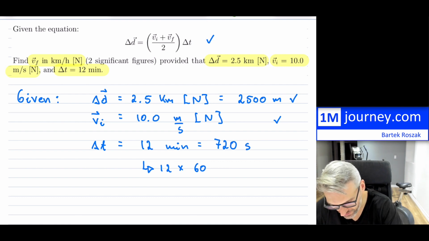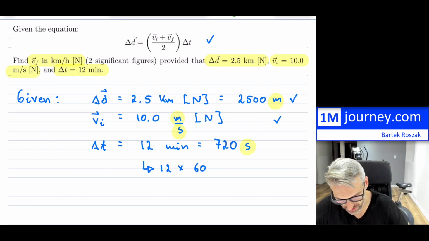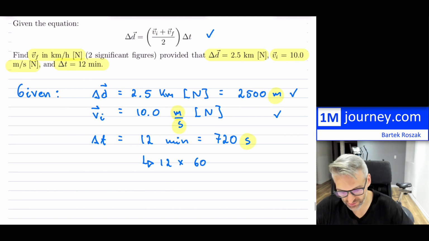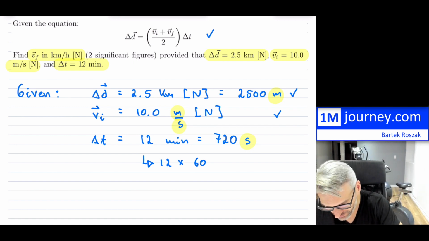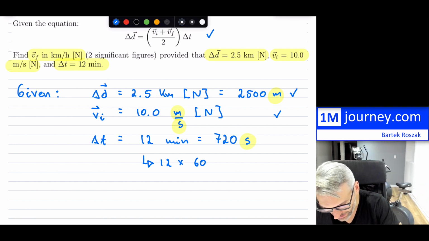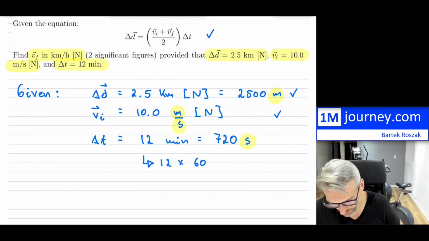Now the reason why I've done that is because now this is meters, this is meters, this is seconds, this is seconds. So that aligns. When I substitute it back into the formula, that means that my velocity is going to be in meters per second. So I'm going to have to do a conversion at the end. All right. The directions are all north, so there's no worry with that. So now I can go ahead and start working on this question.